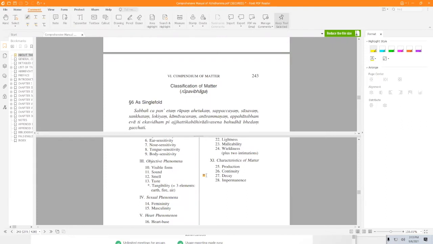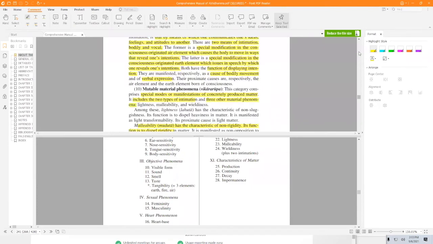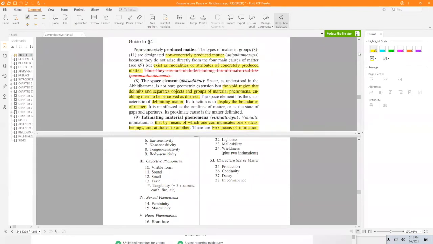Firstly, just a general question. Do you think this classification of material phenomena is meant to be a complete description of the world? Is it meant to encompass all materiality? Is that the idea of it? That might explain why it's got such a mixed bag of things. Maybe that was probably the intention of the ancient Indian Buddhists who classified matter in this way. Right.